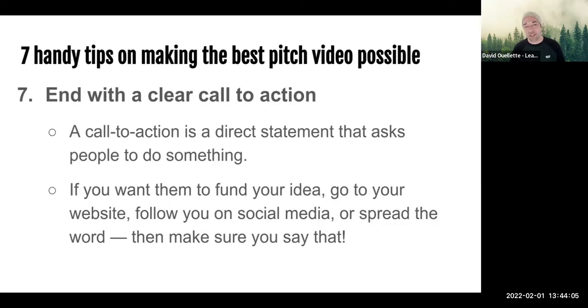Lastly, end with that clear call to action. Again, I'm going to state it because people forget every time we run a pitch competition and it's something you're scored on. So make sure you have that clear call to action, that direct statement that asks people to do something. If you want them to fund your idea, as an investor, you're asking for money. If they're a customer and you want them to go to your website or follow you on social media or spread the word, then say that, okay? Just make sure you include it.